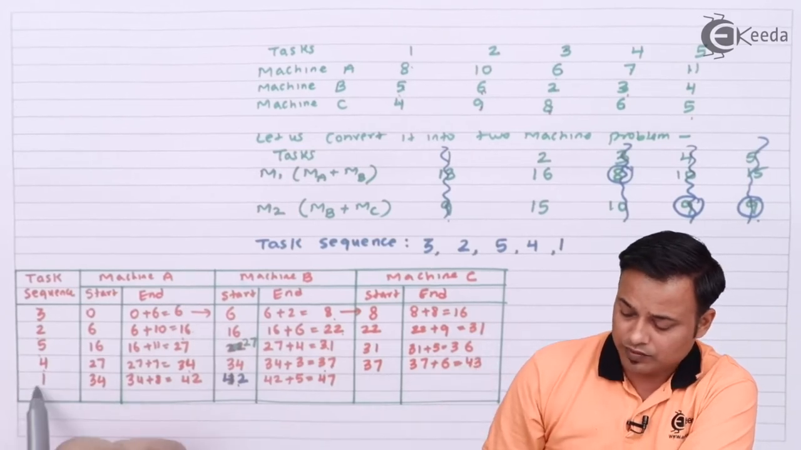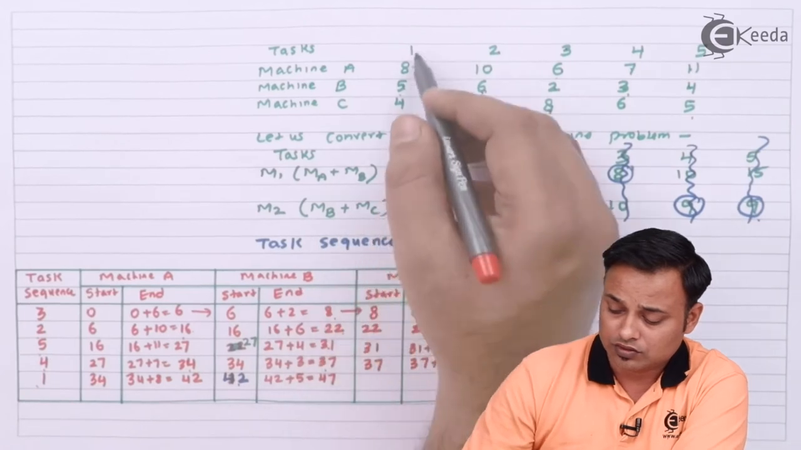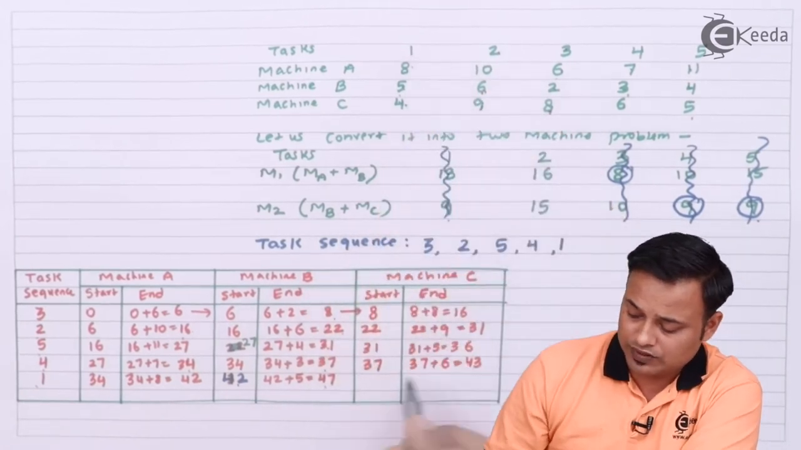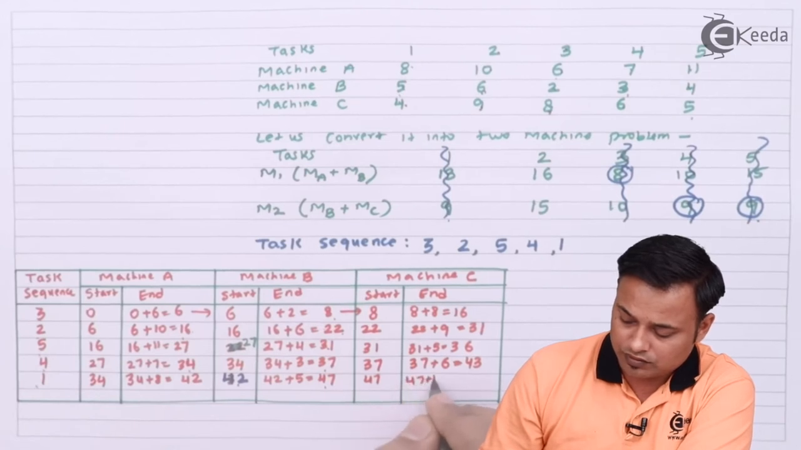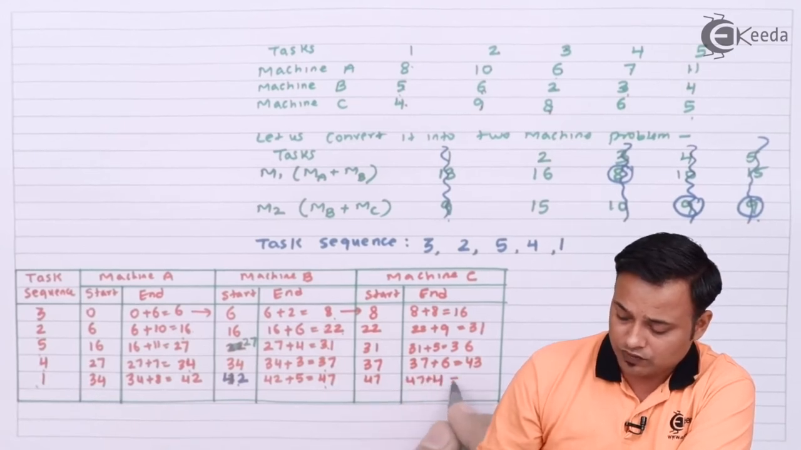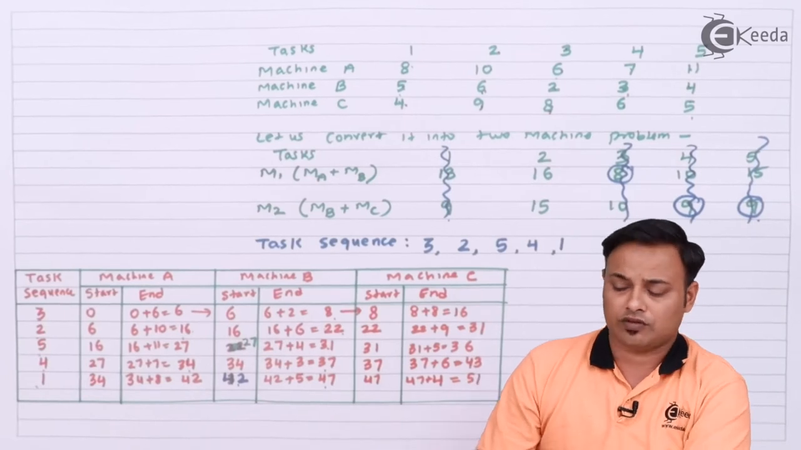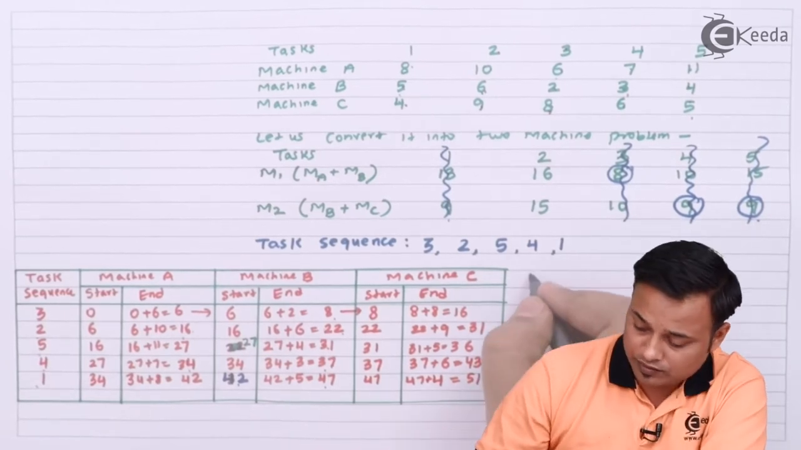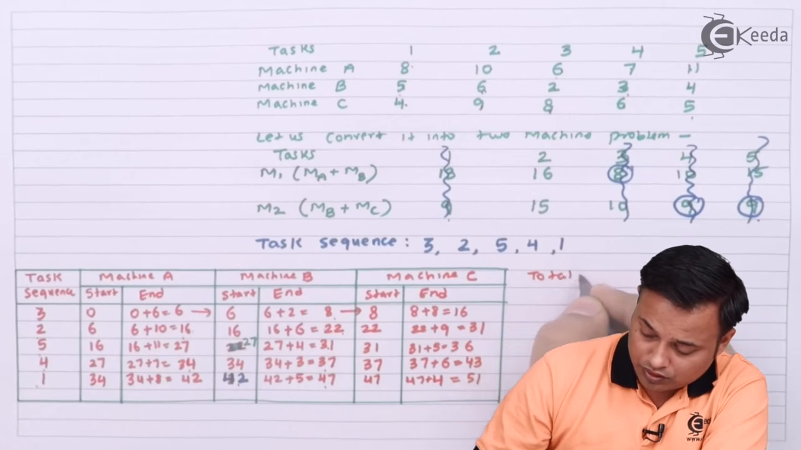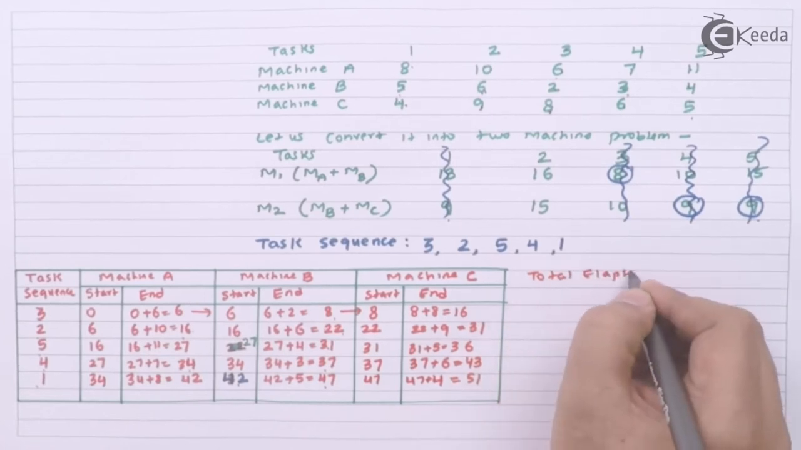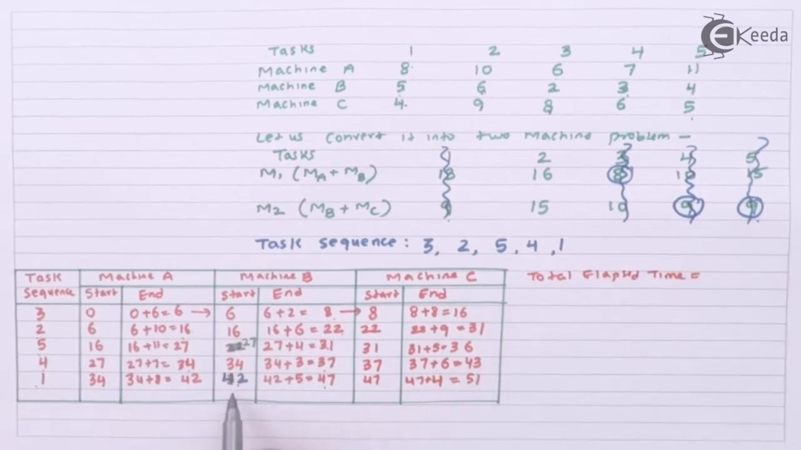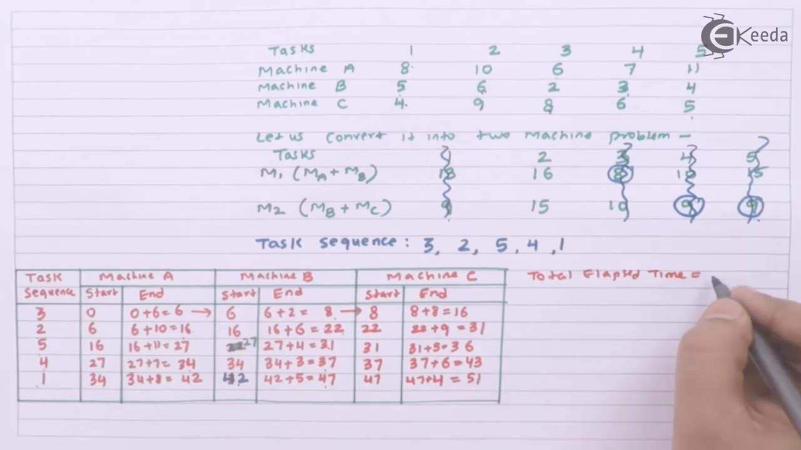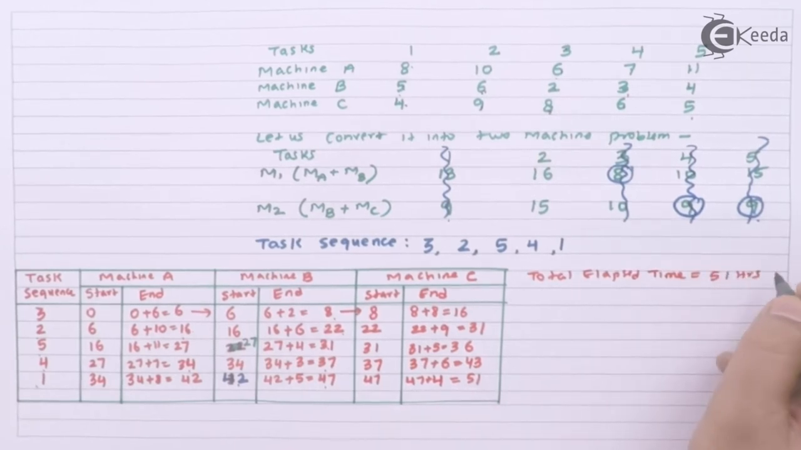Last job 1 mein lagta hai 4 minutes. So 47 or 43, 47. 47 plus 4 will be 51 minutes. So my total elapsed time for first it is 42, for second it is 47, for third one is 51. So three se highest hai 51 hours lagega.